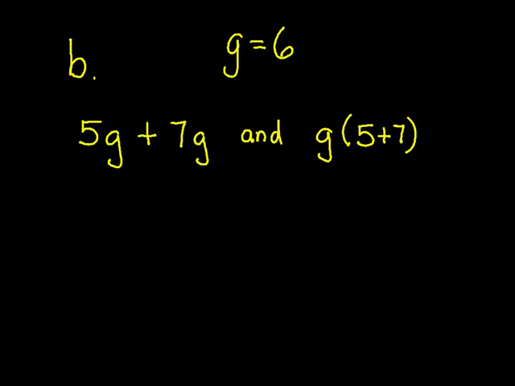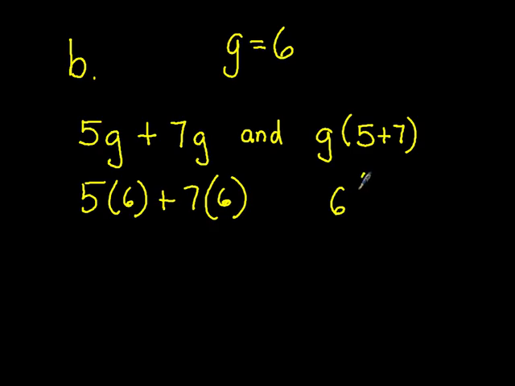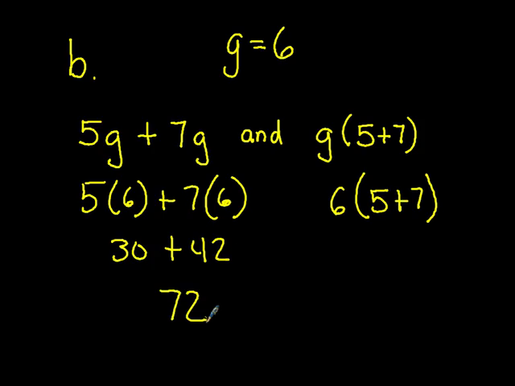Part B. 5g plus 7g and g times the sum of 5 plus 7. So again, we'll go ahead and substitute our number in for our variables. So we have 5 times 6 plus 7 times 6. On this side we have 6 times the sum of 5 and 7. So we have 30 plus 42. And when you add those together, you get 72.